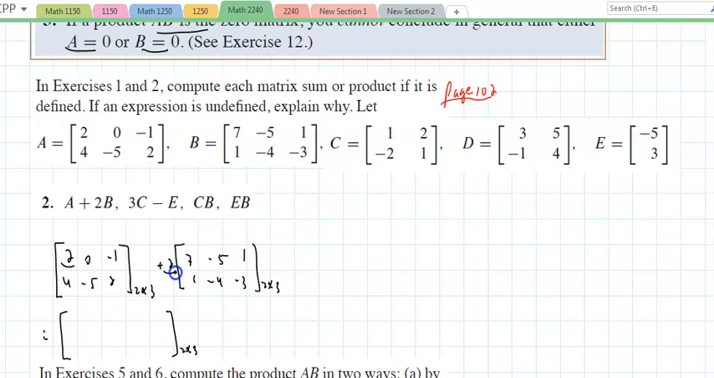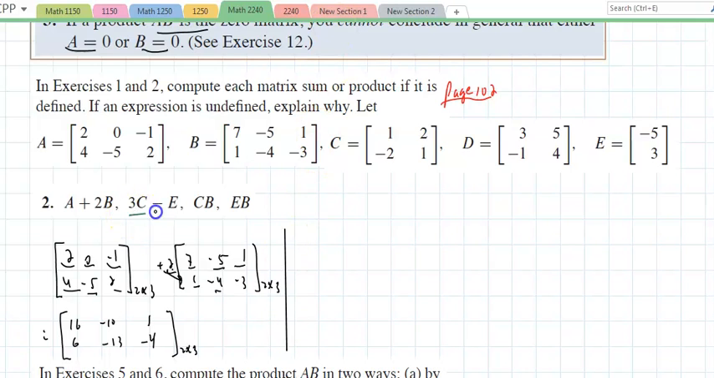So I take 2 plus 14, that's 16. 0 minus 10 is negative 10. And negative 1 plus 2 is a 1. 4 plus, again you multiply by 2, 2 is 6. Negative 5 minus 8 is negative 13. And 2 minus 6 is a negative 4. And there it is.